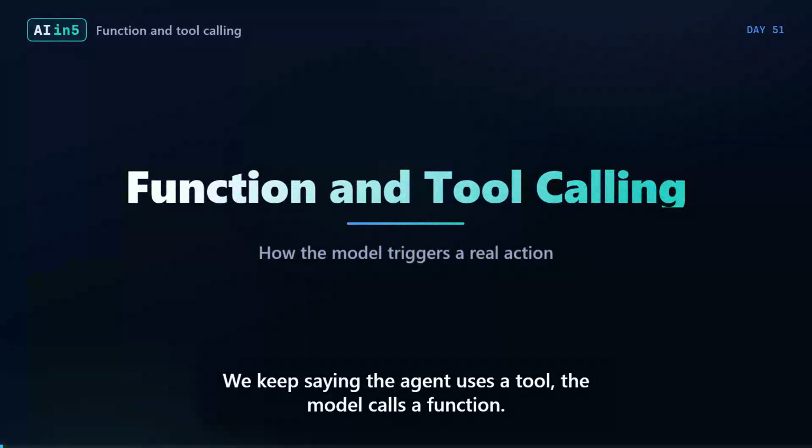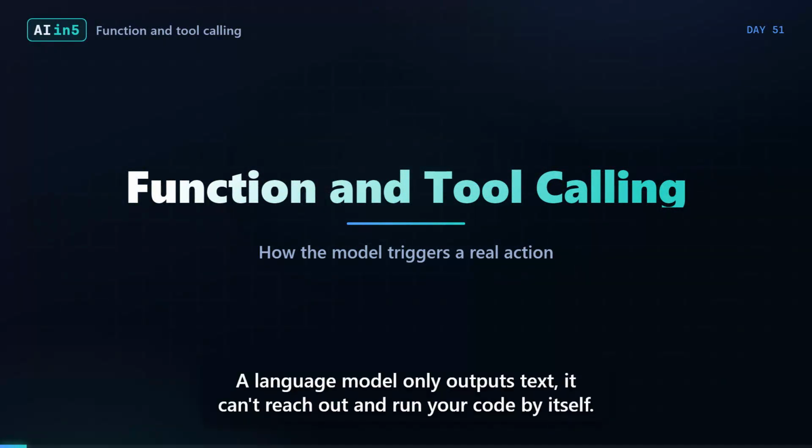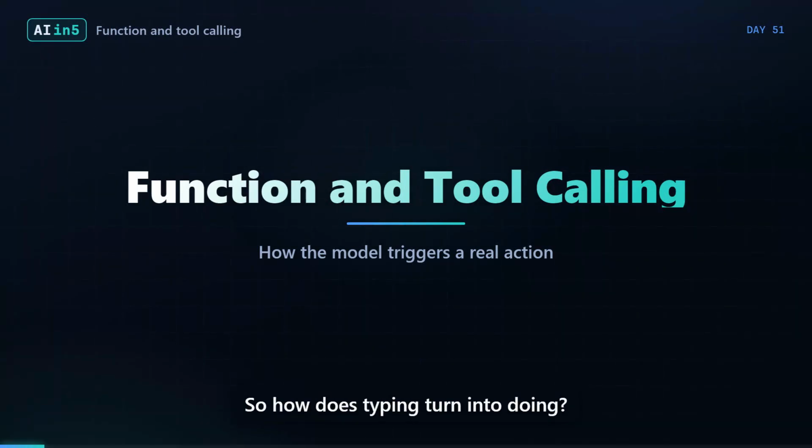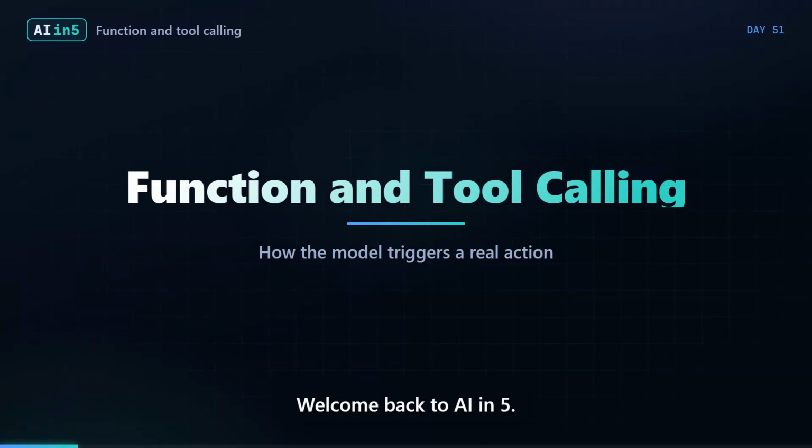We keep saying the agent uses a tool, the model calls a function. But how does that actually work? A language model only outputs text. It can't reach out and run your code by itself. So how does typing turn into doing? The answer is a neat, surprisingly simple mechanism called function calling, and understanding it demystifies the whole thing.